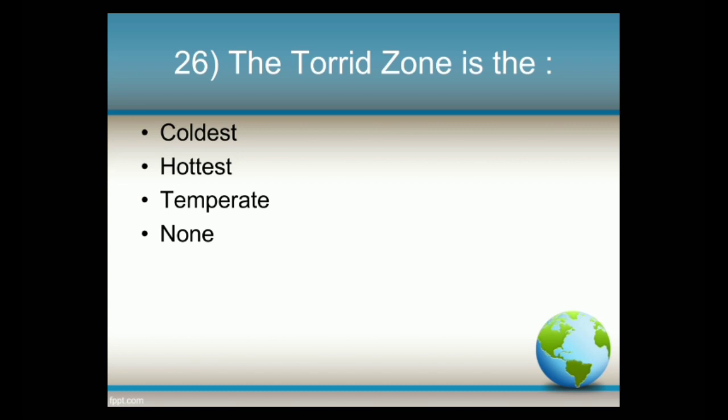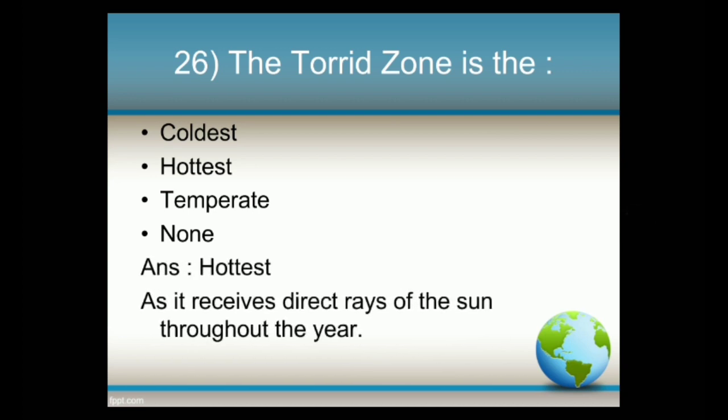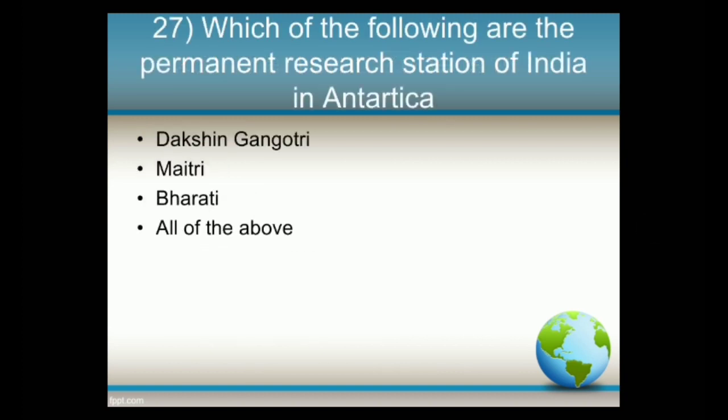Next, the torrid zone is the coldest, hottest, temperate, or none. Answer, it is the hottest zone, as it receives direct rays of the sun throughout the year. Next, which of the following are the permanent research station of India in Antarctica? Options, Dakshin Gangotri, Maitri, Bharati, all of the above. And the answer is all of the above. These three are the permanent research station of India in Antarctica.